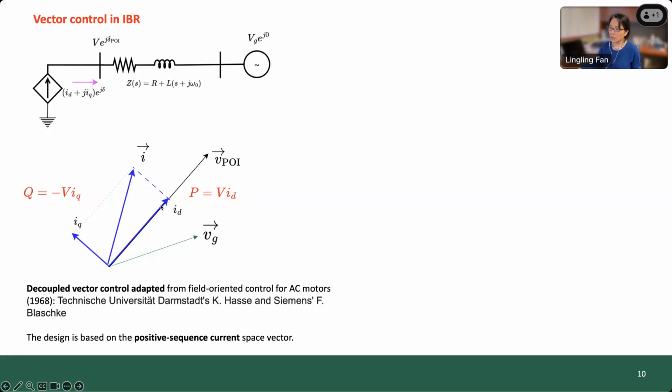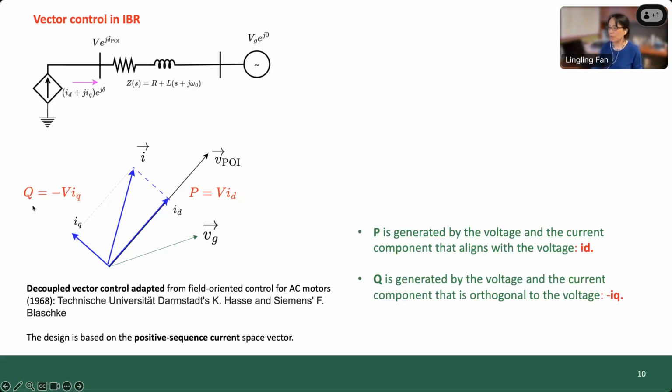We decompose current into 2 components. One is aligned with voltage, one is orthogonal to the voltage. The component aligned with voltage, called dx, generates P, and the other one generates Q. Right? So that's the idea. If you think about it, one is flux, one is torque; now it's just changed to P and Q. So basically, it's easy to understand. P is generated by the voltage and the current component that is aligned with the voltage, and this voltage is the PCC voltage or POI voltage, point of interconnection. But Q is generated by the voltage and the current component on the Q-axis.